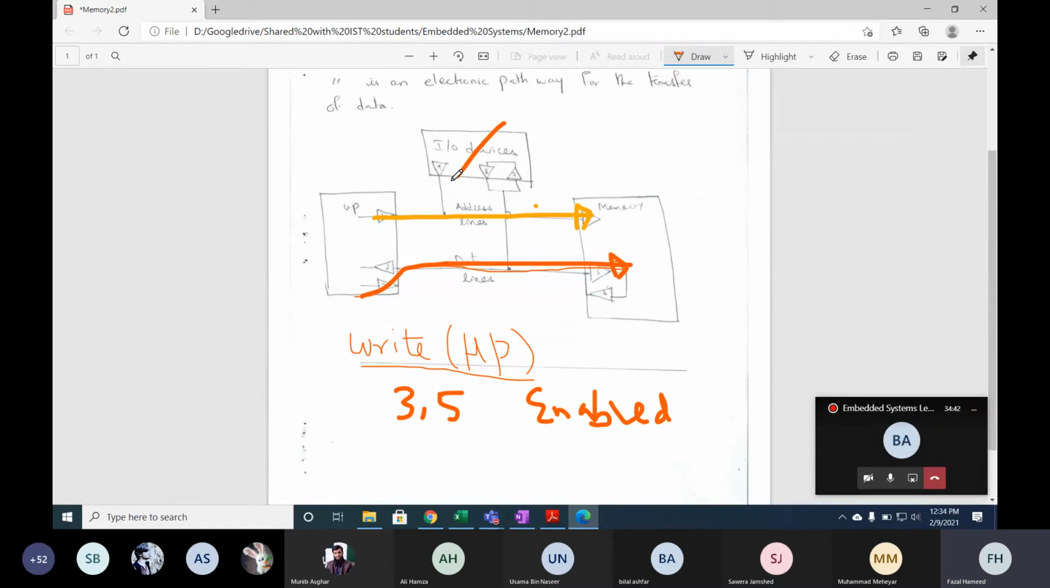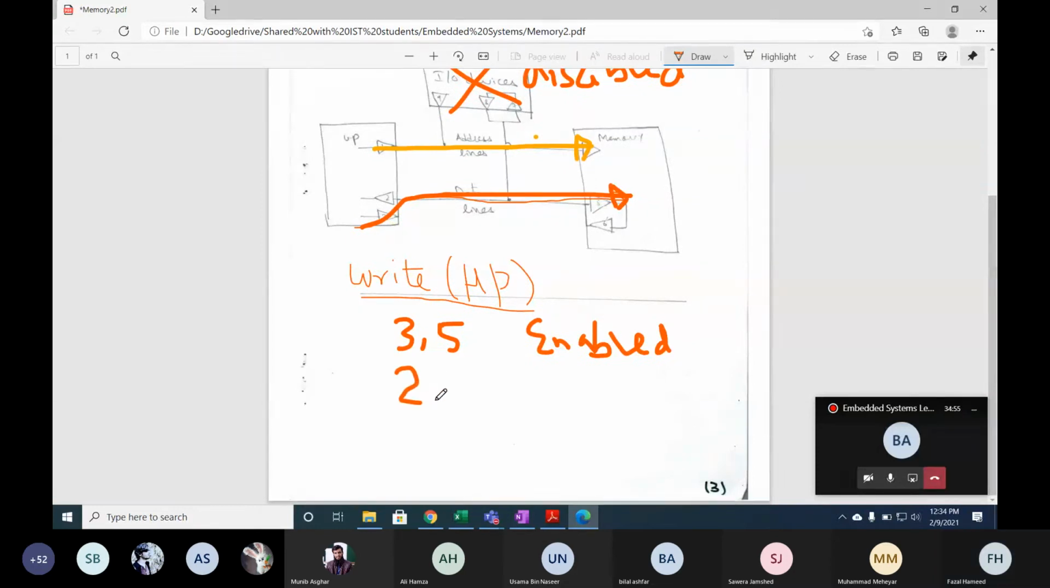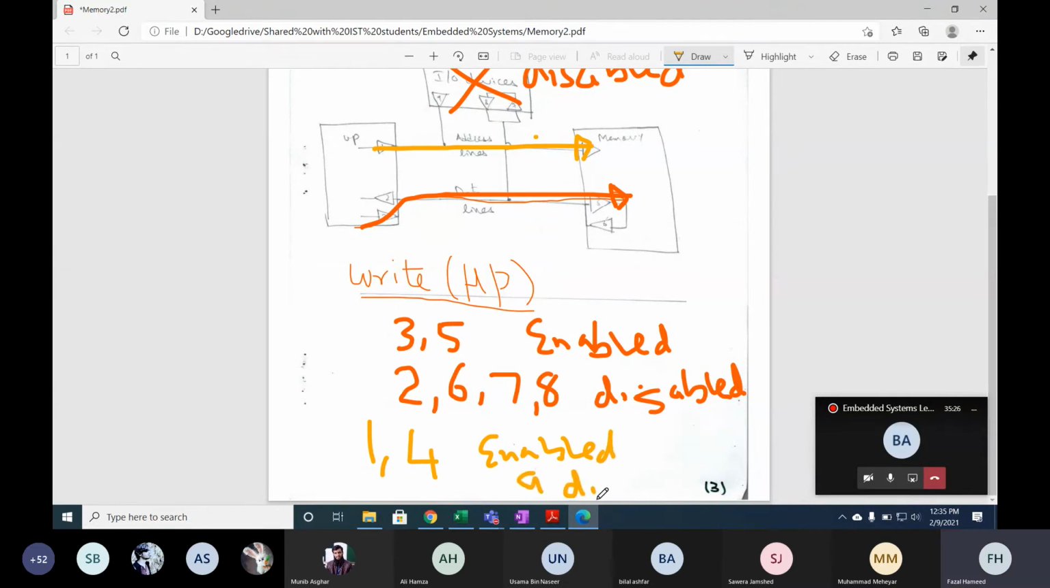Okay, in this scenario, all the tri-state buffers from IO will be disabled, whether they belong to address lines or data lines. 3 and 5 will be enabled. So which will be disabled? 2 and 6 will be disabled, and 7 and 8 will be disabled. So these belong to the address lines. And what about the address lines? 1 and 4 will be enabled, and 9 is disabled.